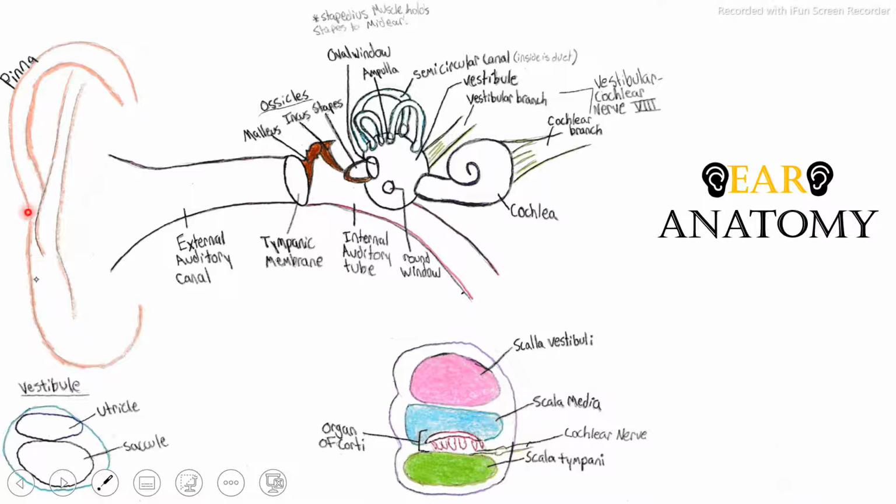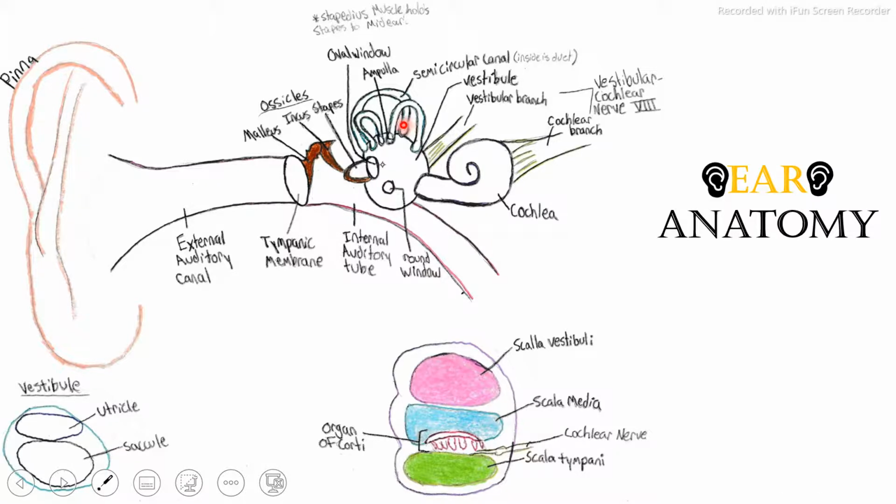After sound waves are collected into the external auditory canal here, and then through the tympanic membrane, it vibrates these little bones here, and then it enters into the vestibule. This is the vestibule here, through the oval window. This is the oval window that the stapes connects to.